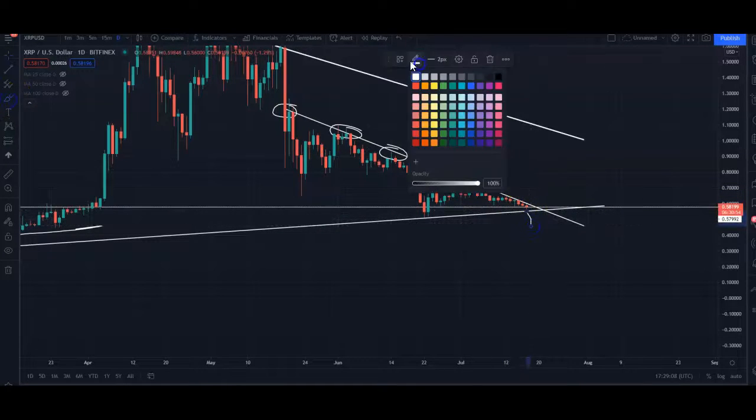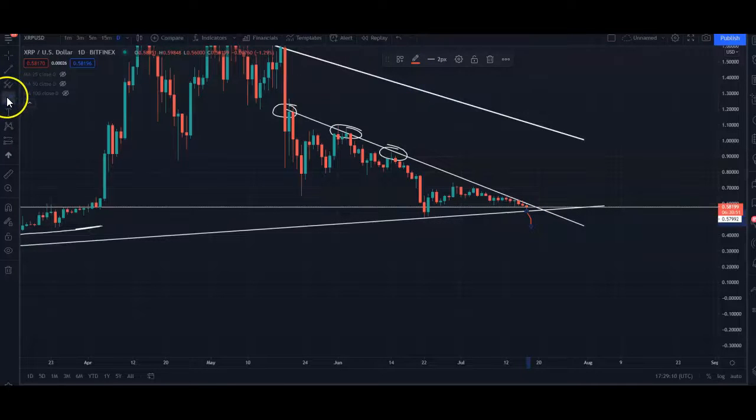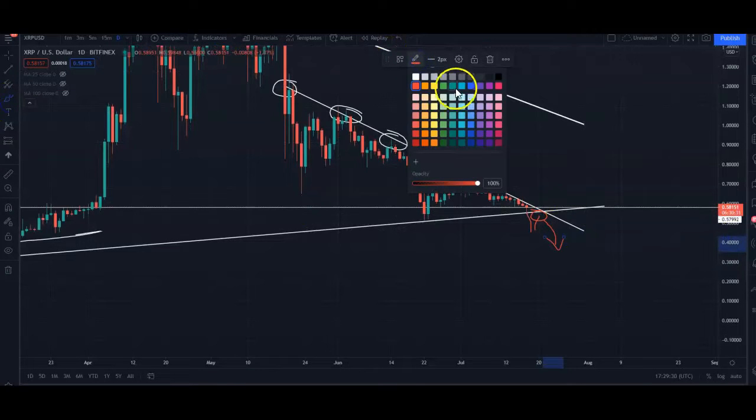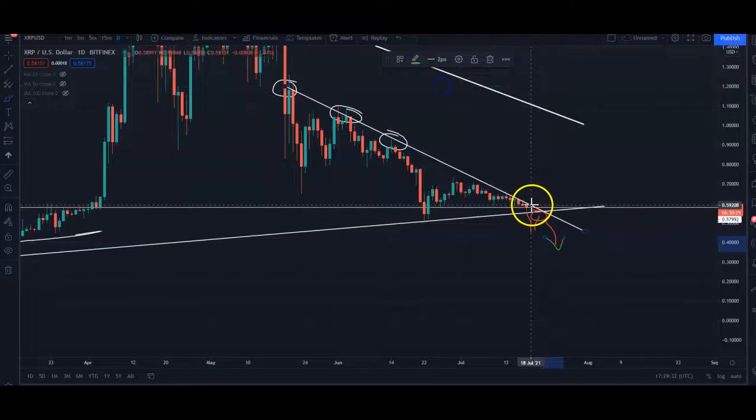Price to work down. Let me change color. Price to work down, come back up, retest this area, and then we would be looking for the drop, right? If it rejected this area, we'd be looking for the drop. Or we could be looking for something like the opposite. We could get a break to the upside, price could come back down, test this trend out here, and then start working its way back up.